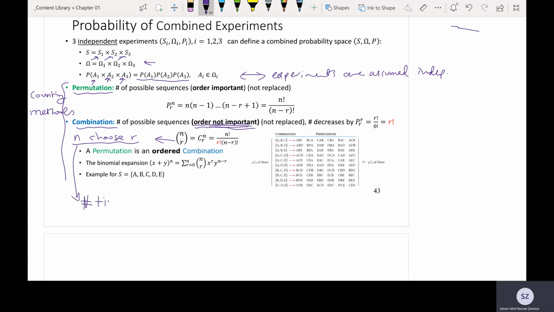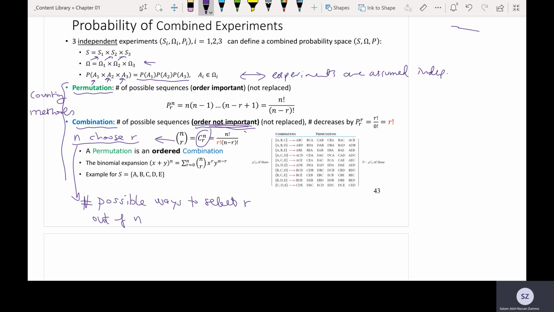the number of possible ways to select r out of n students. This is given by either n choose r, or we call it the combination of r among n, or combination of r from n.